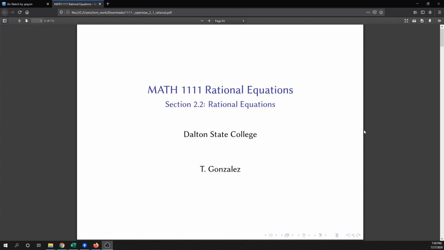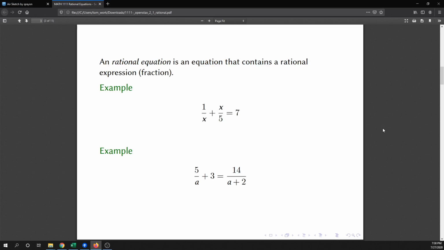All right, in this video, we are going to talk about rational equations. So a rational equation is an equation that contains a rational expression, which you can just think of as a fraction, okay? The fractions are called rational numbers, right? In math also, fraction and rational kind of mean the same thing in terms of equations and numbers, okay?